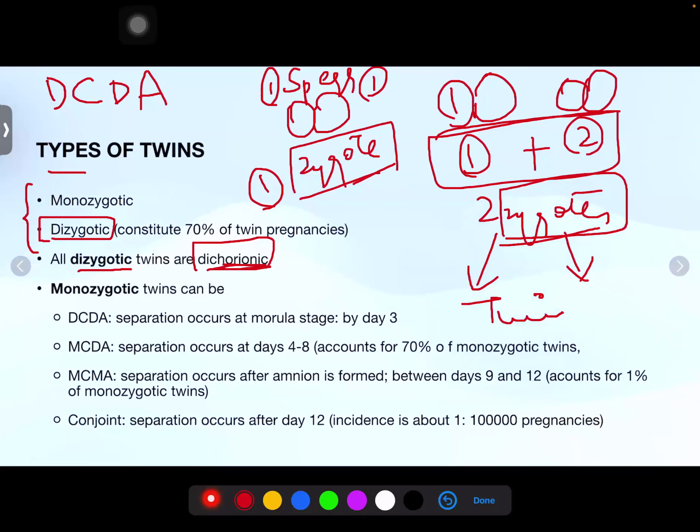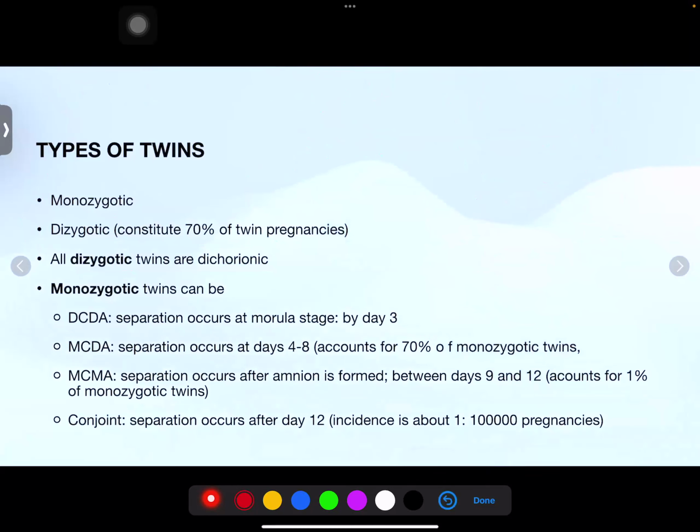So when the 2 zygotes form dizygotic twins, they would be fraternal twins, you can say, non-identical twins, and they both have two placentas. They both have separate placentas.